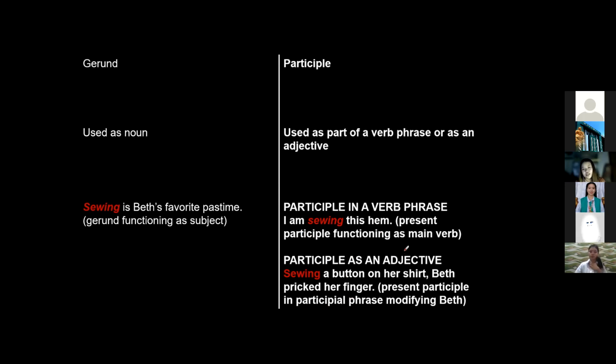So let's proceed to the participle as an adjective. Sewing a button on her shirt, Beth pricked her finger. What does the phrase modify? So as you can see, sewing modifies Beth. Because sewing a button on her shirt, Beth pricked her finger. Sewing here is a participle, which serves as a verb form that modifies Beth. Naintindihan po ba?